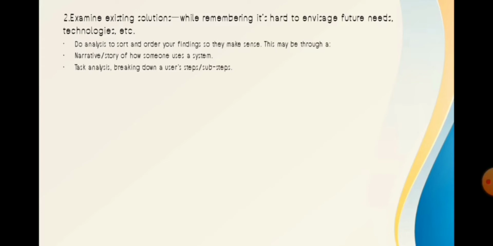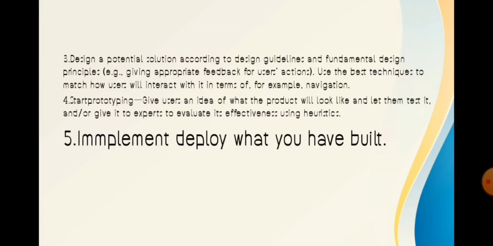This may be 2A. Narrative or story of how someone uses a system. Task analysis, breaking down a user's steps or sub-steps. 3. Design a potential solution according to design guidelines and fundamental design principles. Use the best techniques to match how users will interact with it in terms of, for example, navigation.